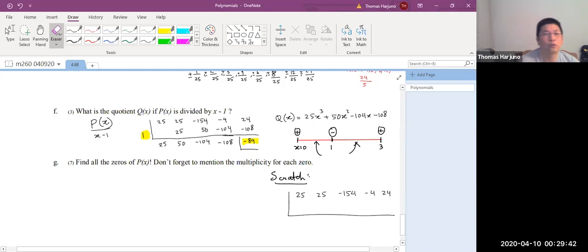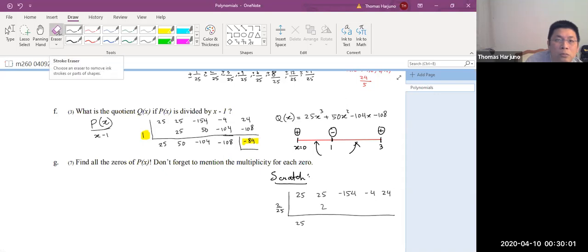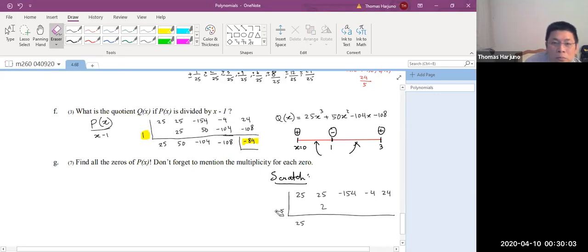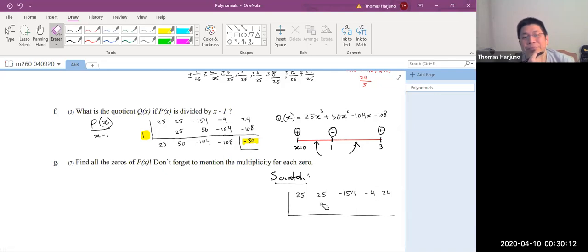How about 2 over 25 or 3 over 25 or 4 over 25 or 6 over 25? Let's say 2 over 25. 25 here. That's 2. No, it's not good. Seems like whatever we try doesn't work out.